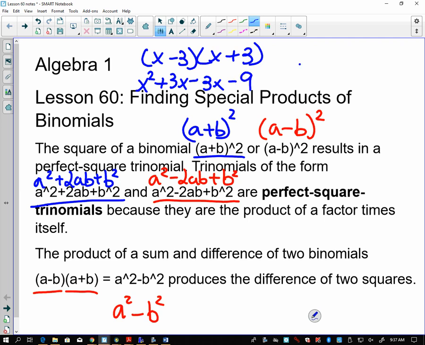And whenever I simplify that, what do you notice? What happens to the 3x's? They cancel. So if it's a sum difference like this, the middle two terms will always cancel, because they're going to be opposites of each other. So here I wind up with something that looks like x squared minus 9, okay?